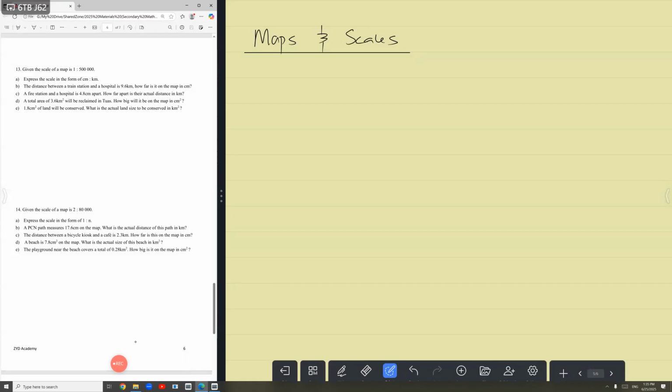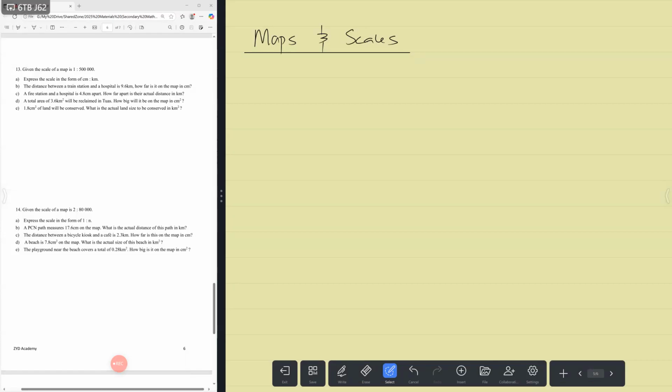Alright, so in question 13, given the scale of the map is 1 is to 500,000. It means 1 cm is to 5 km, right? This is as per what we learned in our introduction video, the conversion. So I'm going to remember this scale: 1 cm is 5 kilometers. This is very important. This is my distance scale.